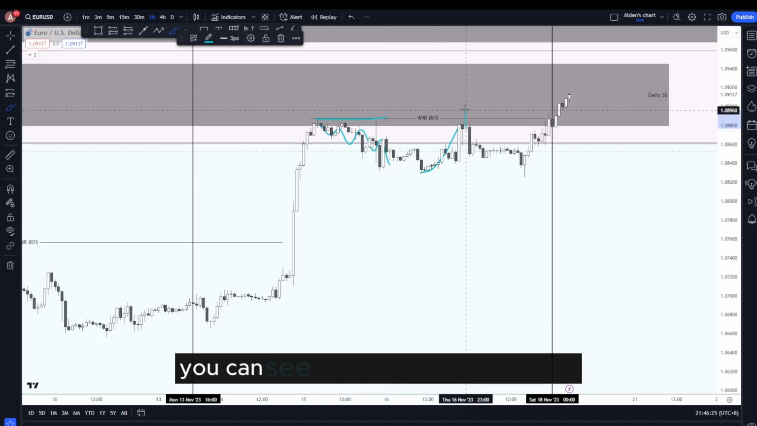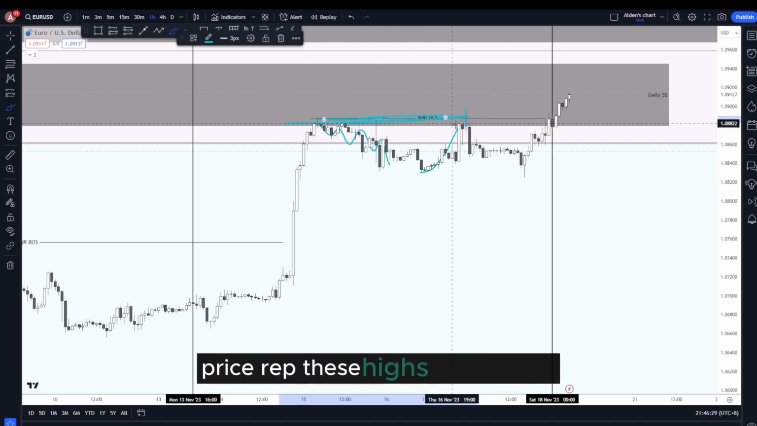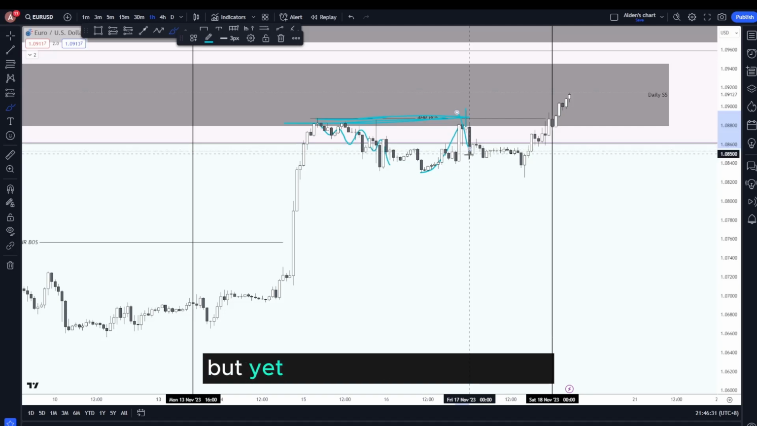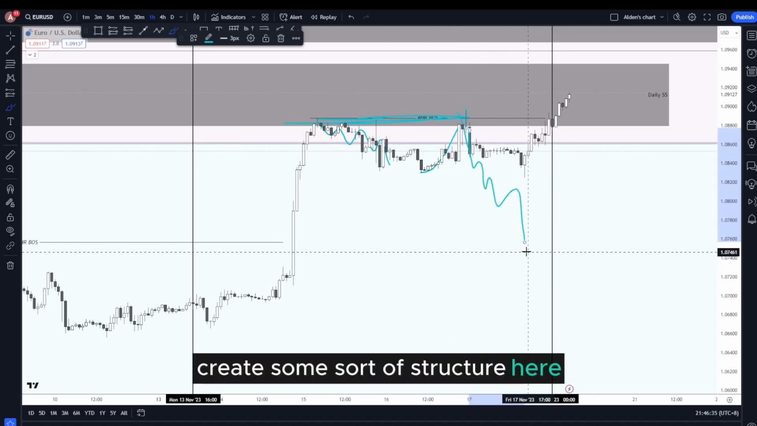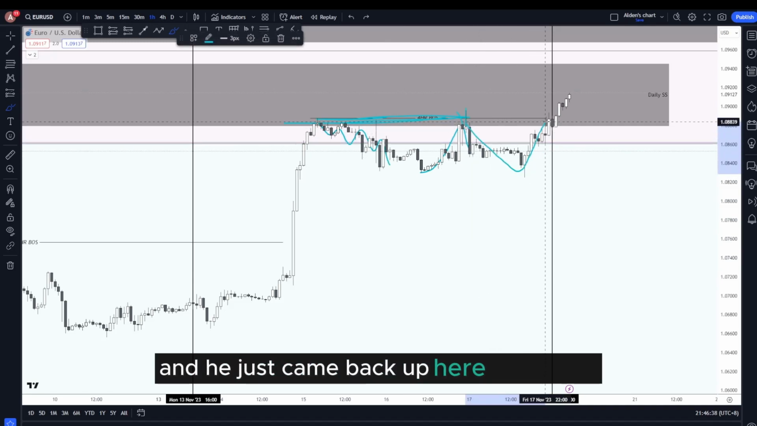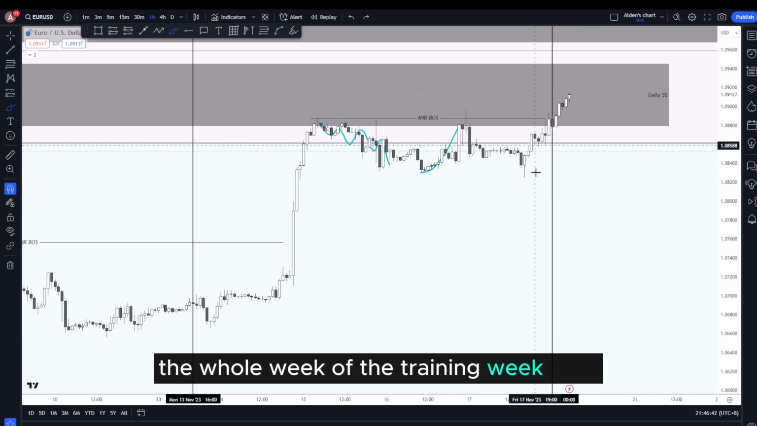Alright, then on Thursday we had the same push up but failed to break this high, right? You can see it was just a wick above, or a liquidity sweep, right? Price swept these highs and reversed, but yet again failed to create some sort of structure here, and it just came back up here to end the trading week, right?